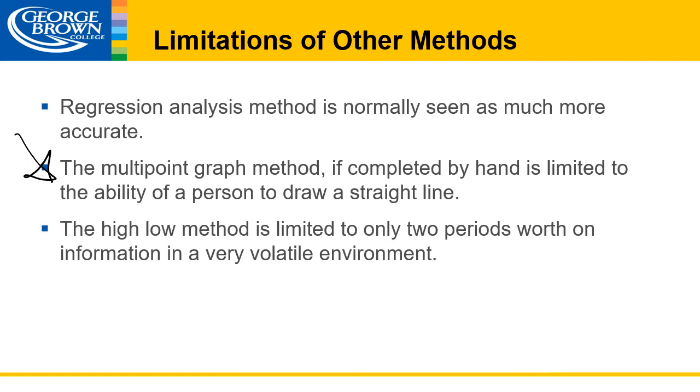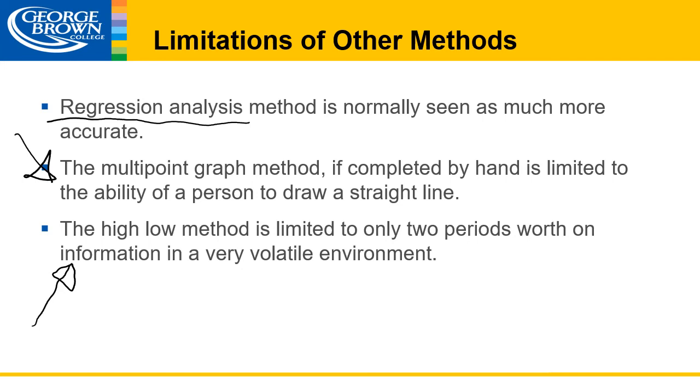The high-low method is good, and it's a rough estimate. However, it's limited to really only 2 periods worth of information in a very volatile industry like the restaurants. So this method is limited by not being terribly accurate. As a result, regression is typically viewed as much more accurate, although in some cases you need a rather large data pool. For example, in ours we had 12 observations. That's kind of on the medium size range.